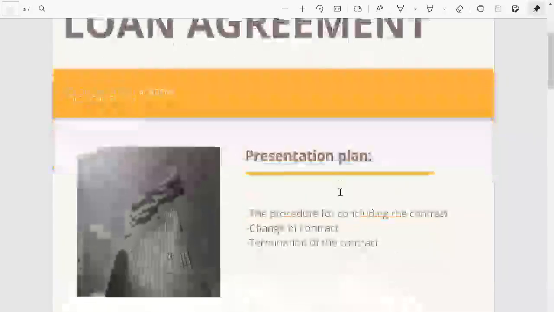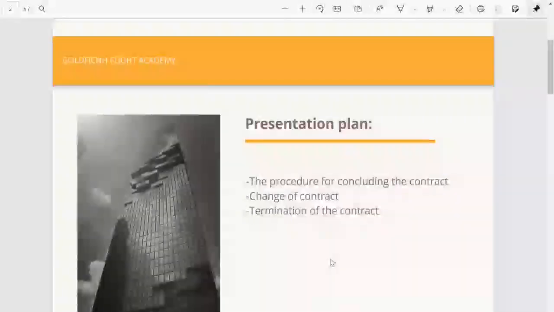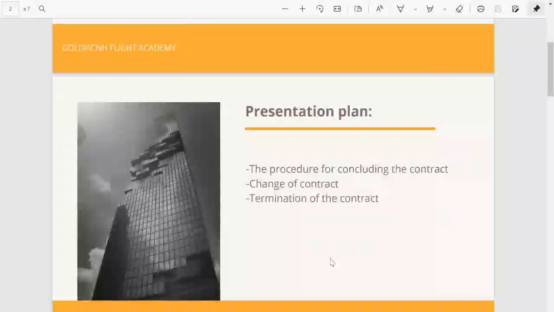So, I have a plan for this presentation: the procedure for concluding the contract, change of contract, and termination of the contract.